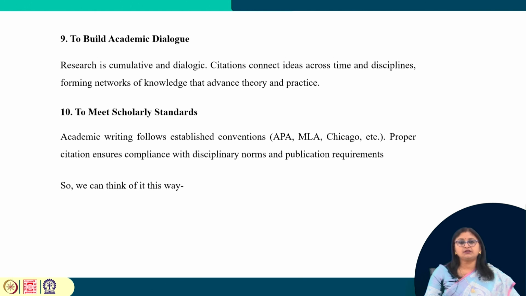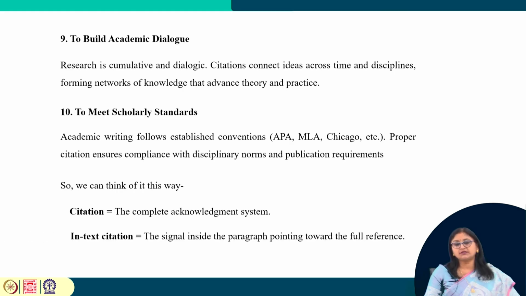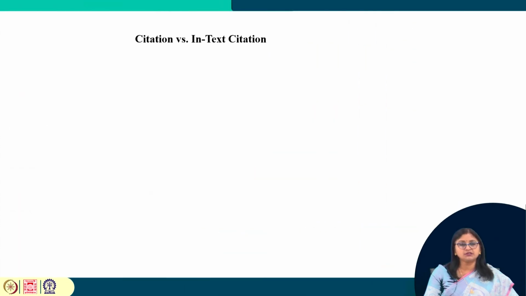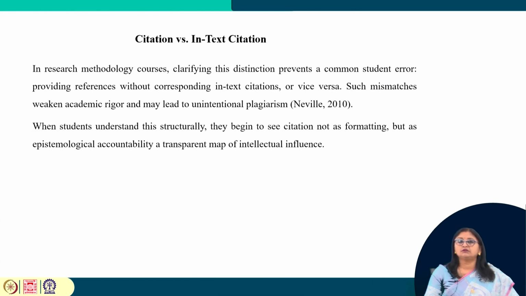We can think of it this way: citation is the complete acknowledgement system, and in-text citation is the signal inside the paragraph pointing towards the full reference. Now, citation versus in-text citation. Here I have given a table comparing citation versus in-text citation. Many times researchers have many types of confusion regarding citation and in-text citation. So, for clarification this comparison table is here, and you can go through the comparative table for proper understanding.